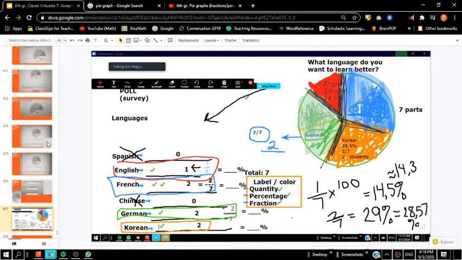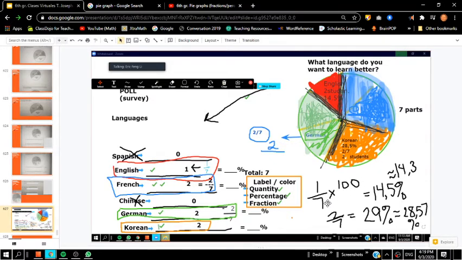So what we did was we took a poll or a survey, you can see that on the screen, to see what type of languages that students wanted to learn better. So the question was, what language do you want to learn better? Students had to vote. You can see their votes right here. And then we got the total number of votes, right? We counted them. And then we compared that to the total number of parts, right? We had 7 parts. Only 7 students voted, which is okay. It's actually easier that way. Less data to have to analyze.